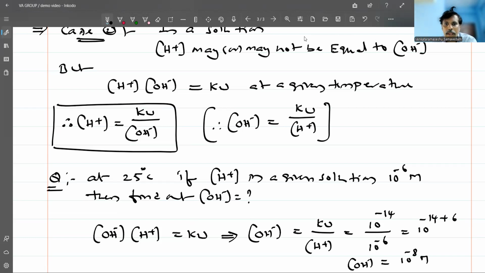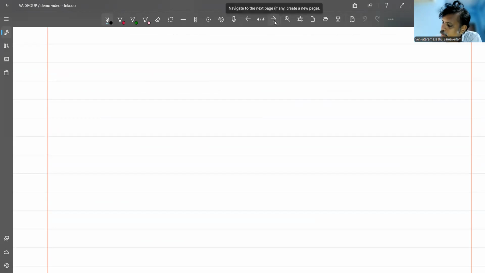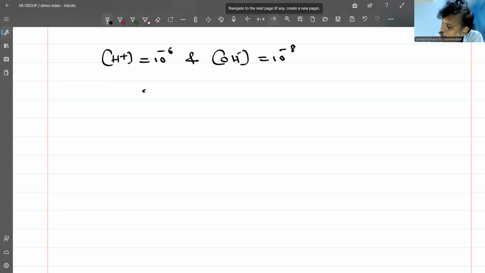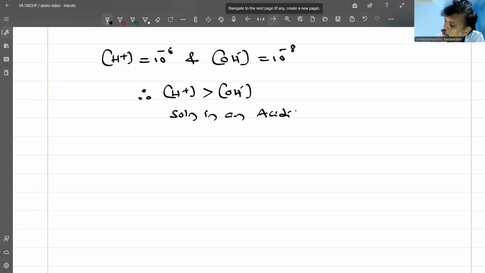So if it is 10 to the power of minus 8 molar, what do I have to do? If they are asking whether the solution is basic or acidic, 100% you have to know that H plus ions concentration is equal to 10 power minus 6 and OH minus ions concentration is equal to 10 to the power of minus 8. Therefore, from this I can say that H plus ions concentration is greater than that of OH minus ions concentration. Therefore, the solution is an acidic solution. It is an acidic solution.